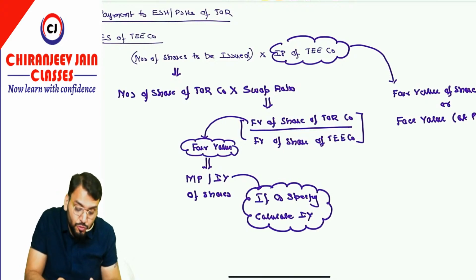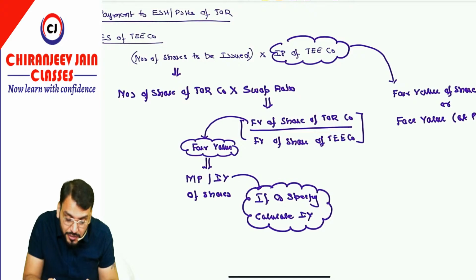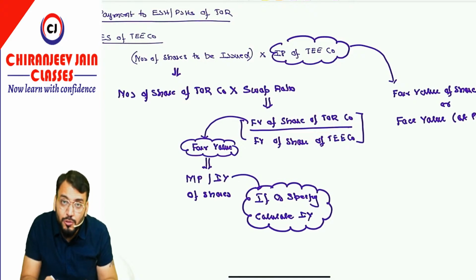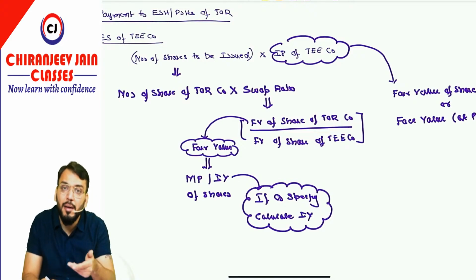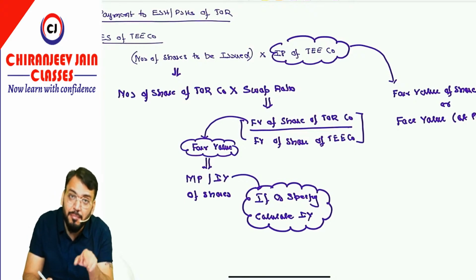If the number of shares to be issued is not given, the swap ratio is also not given, the fair value of shares is also not given, and they have not asked you to calculate intrinsic value, it means we do not have any other option. We have only one option, to use the net asset method. So the net asset method will be used only when the net payment method can't be applied.